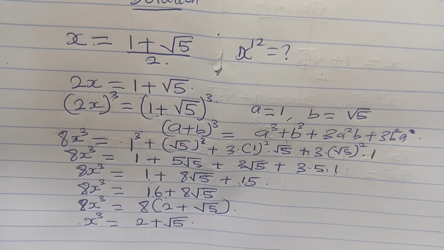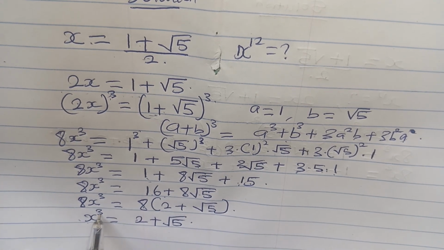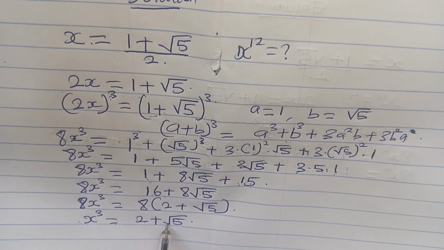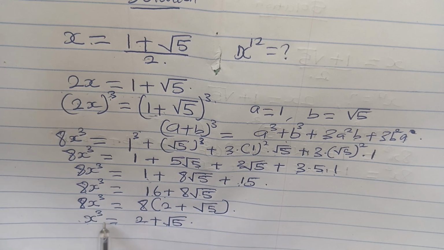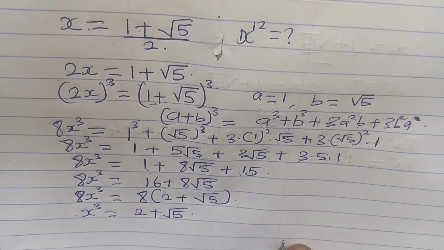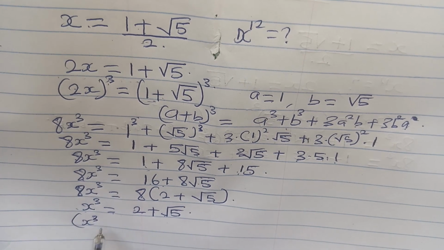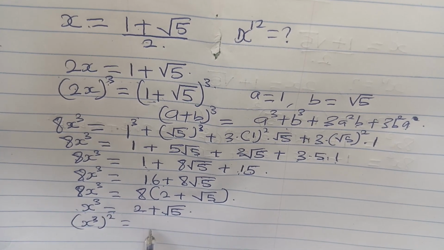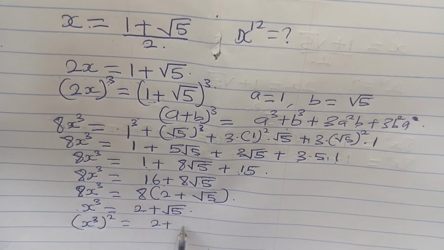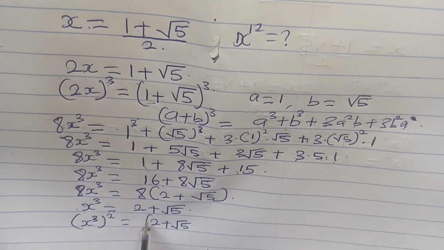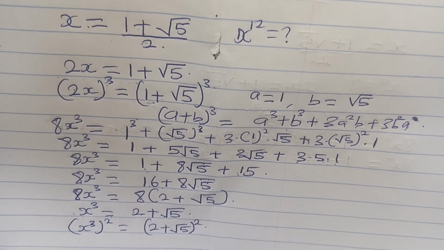So the next thing we are going to do again, we've gotten x to the power of 3 is now equal to 2 plus root 5. We are going to square both sides. So if we square both sides, we have x to the power of 3 all squared is equal to 2 plus root 5 all squared.